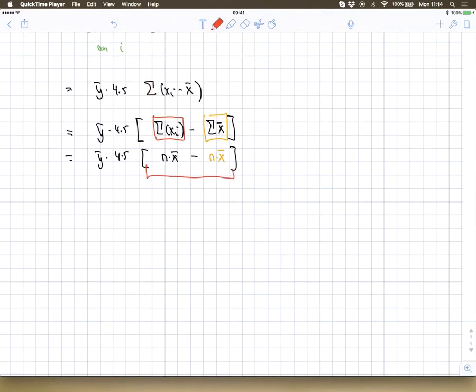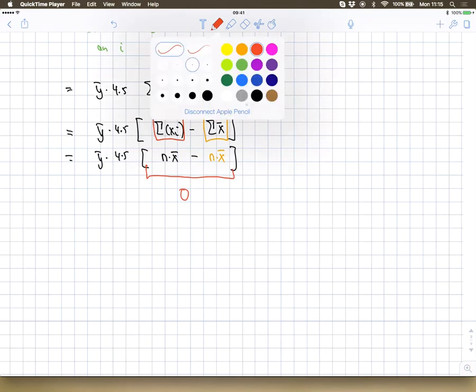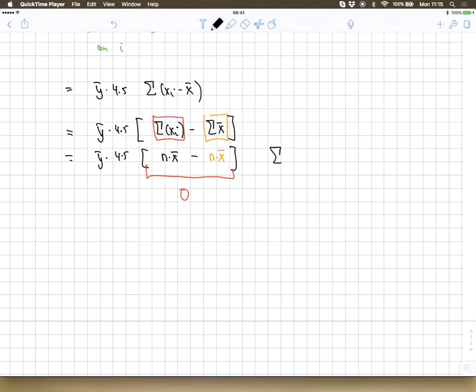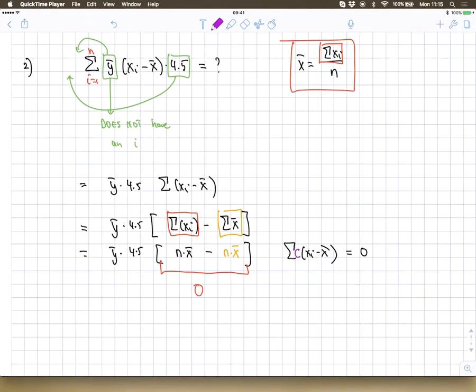This expression here is 0, of course. So one rule that you will see happening over and over again is that the sum of xi minus x bar is going to be equal to 0. More generally, the sum of xi minus x bar times anything constant will also be equal to 0. Everybody with me?